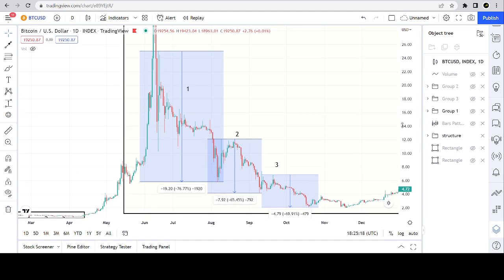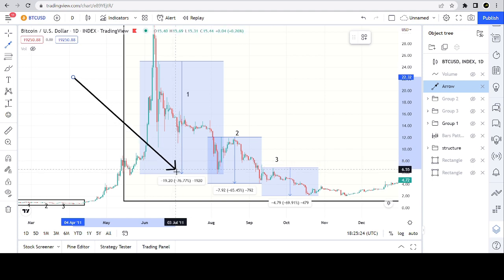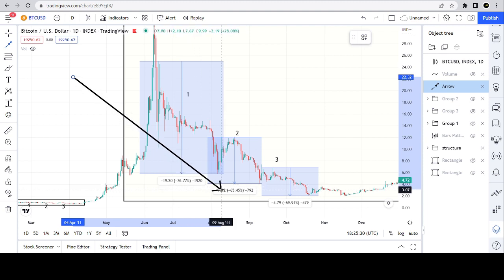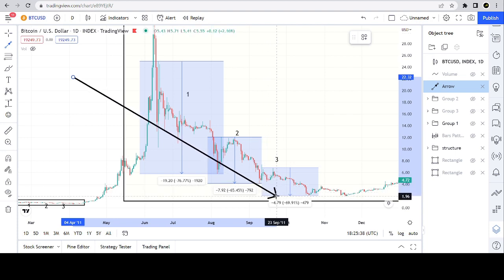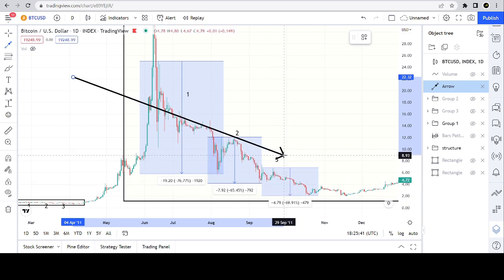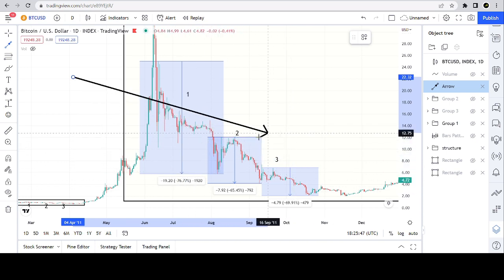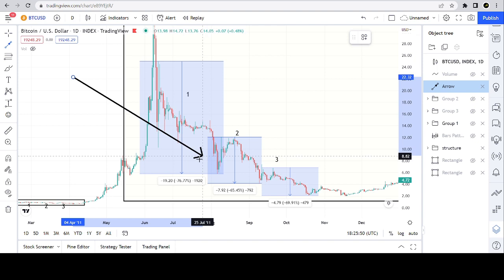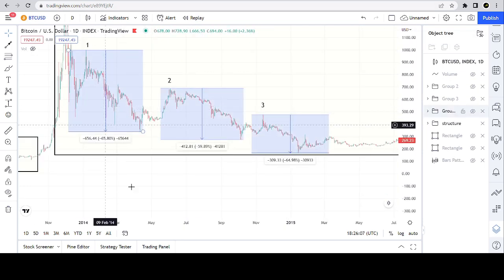All right, so here we are. So we have wave 1, wave 2, and wave 3. Wave 1 declined a whopping 76.77%. Wave 2 declined 65.45%, and wave 3 declined 69.91%. So again, wave 3 was the second largest here. Wave 2 was the smallest, just like in the previous one, and wave 1 here was the biggest, and this was in 2011.